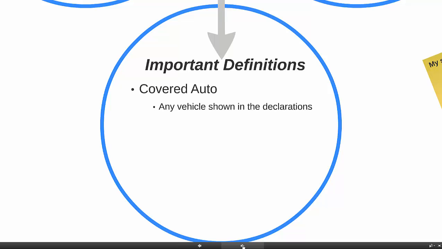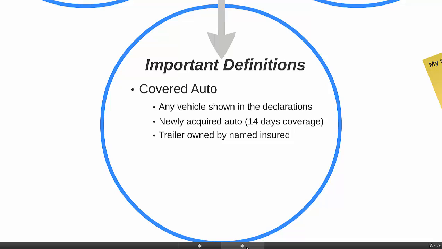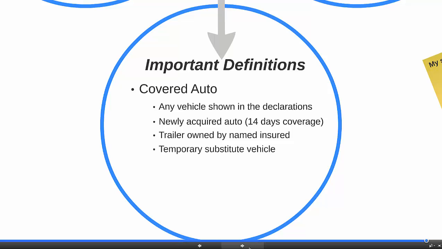Important definitions. The covered auto, as I keep mentioning, is any vehicle shown in the declarations, or a newly acquired auto. The ISO standard is that you have 14 days of coverage with a newly acquired auto. So even if you haven't sold your existing car, you have 14 days to obtain new coverage or notify your insurer. Also, a trailer owned by the named insured is covered, and any temporary substitute vehicle.